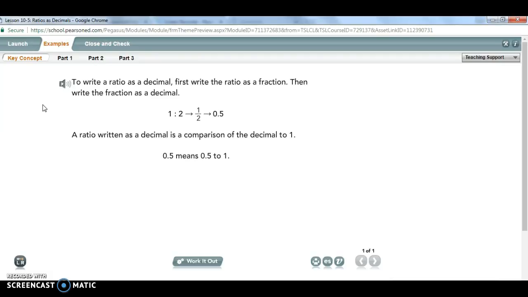So again, we're taking what we know about ratios and writing them as a fraction, and then we're taking what we know about fractions. We can divide the top number by the bottom number and get a decimal. So again, this decimal is showing you a comparison to 1.